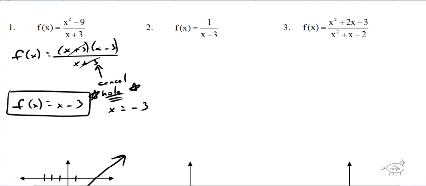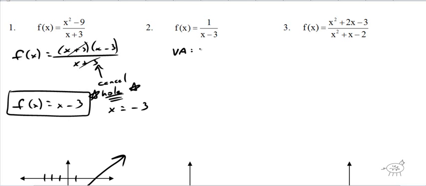Okay, problem number 2, f of x equals 1 over x minus 3. You guys should recognize this is a rational function. You learned this in Algebra 1, and definitely spent a lot of time in Algebra 2 talking about these kinds of functions. For a rational function, you need to come up with a vertical asymptote, and you need to come up with horizontal asymptotes. So let's talk about the vertical asymptote, because I think that's pretty easy.